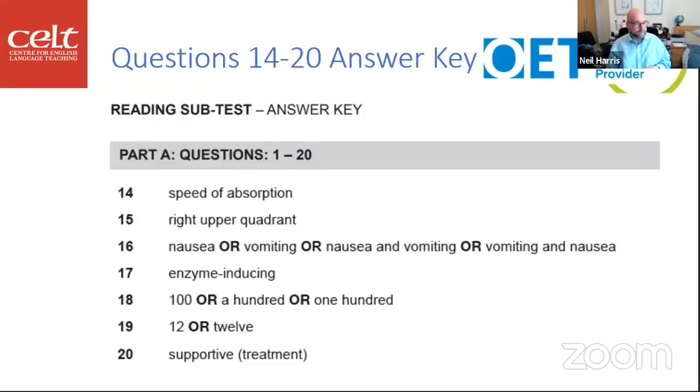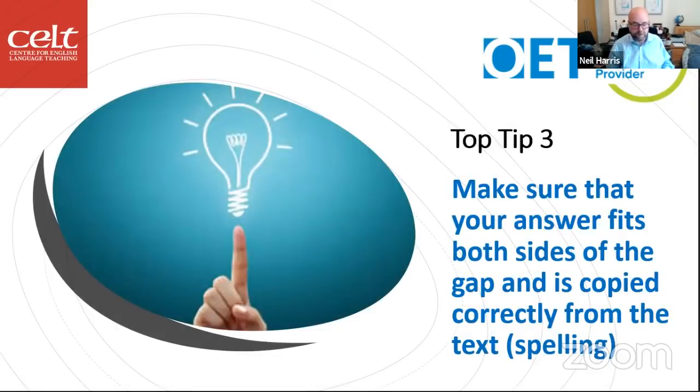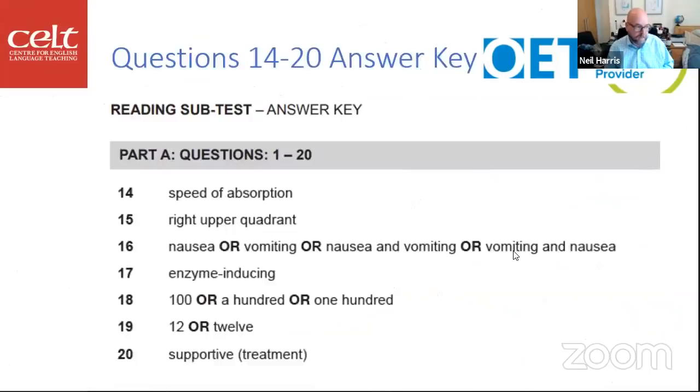And the reason I wanted to very quickly come to the end here is that I'm very happy just to answer any particular general questions that you have about this step through of part A of the reading text. And to also finish with my final tip, which is for this part of the text, the last set of questions, make sure that your answer fits both sides of the gap if they appear in the middle, and that you correctly spell whatever information it is that you are taking out of the passage. And there are the answers there for you.